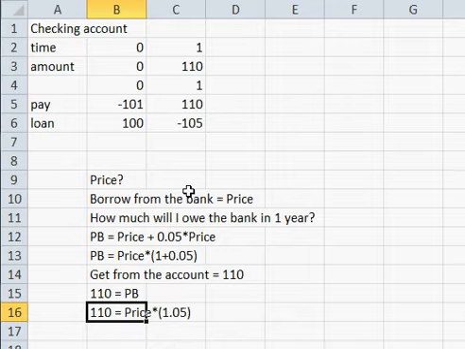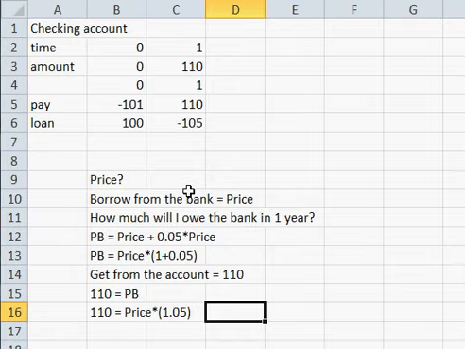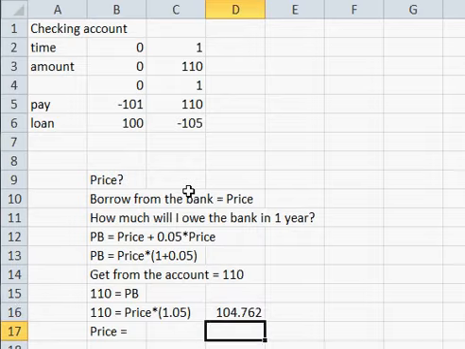So 110, we'll divide both sides by 1.05. So price is equal to 110 divided by 1.05, $104.76. So what was that? That was the price of a checking account paying $110 in 1 year, which makes sense given that the market rate of interest available for risk-free loans is 5%.